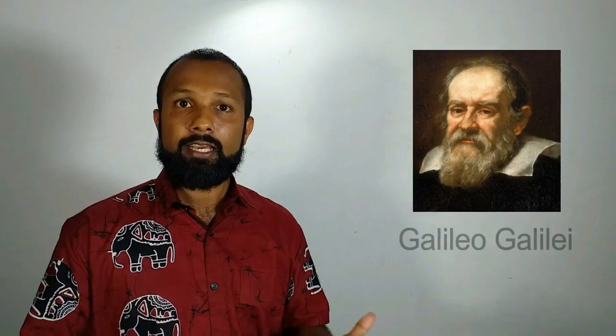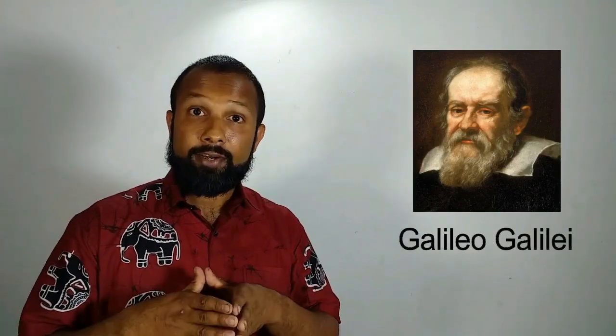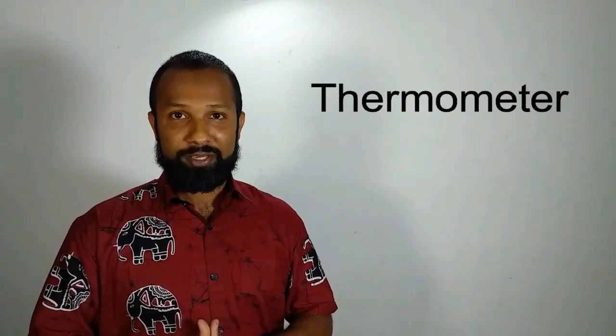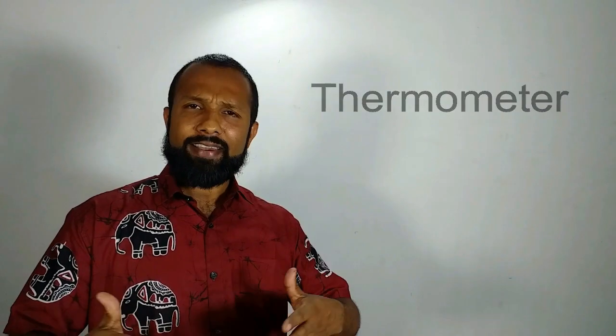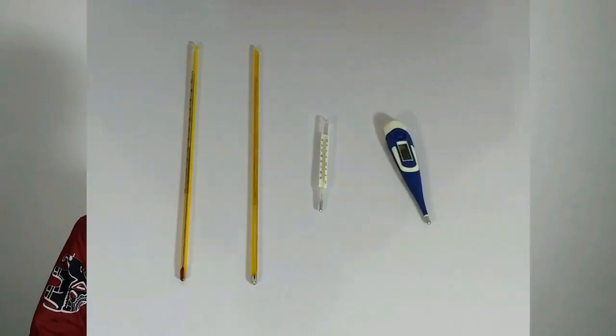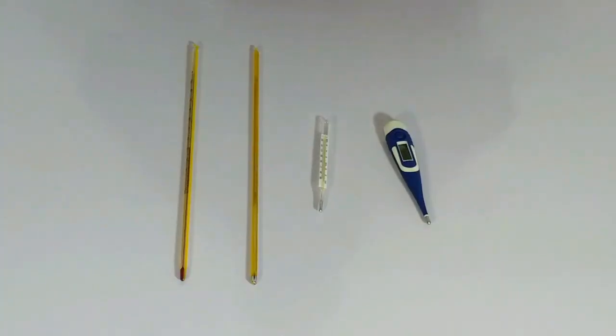Do you know that the scientist Galileo Galilei discovered and introduced a device used to measure temperature? Do you know what is the instrument used to measure the temperature of an object? Oh, that is called a thermometer. There are various types of thermometers. We use these thermometers for different purposes.